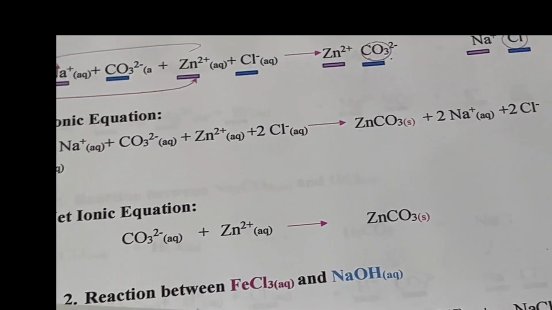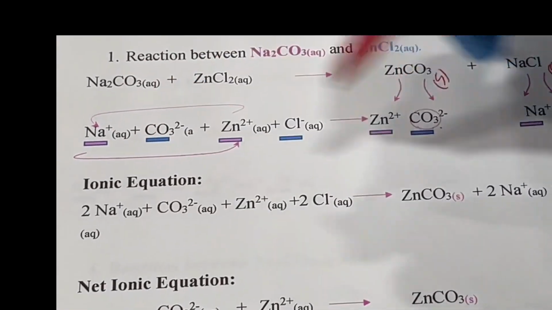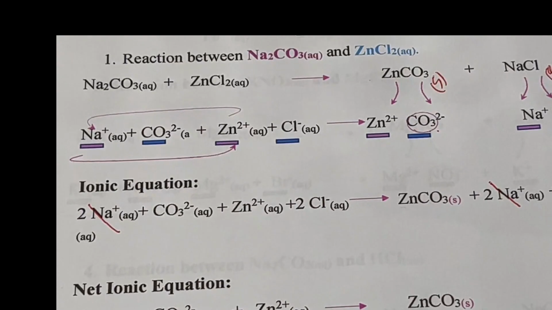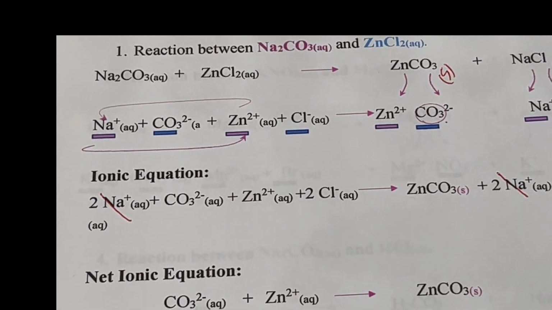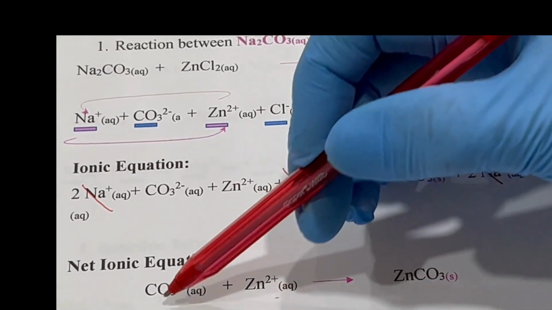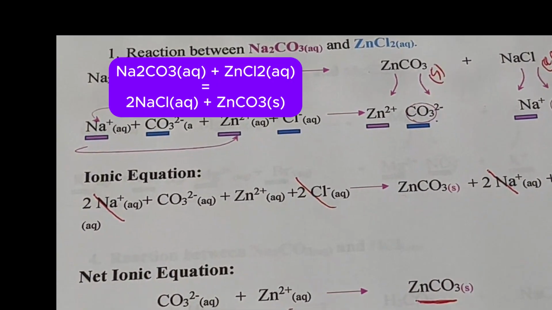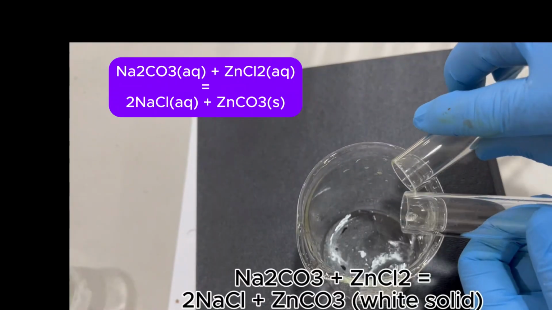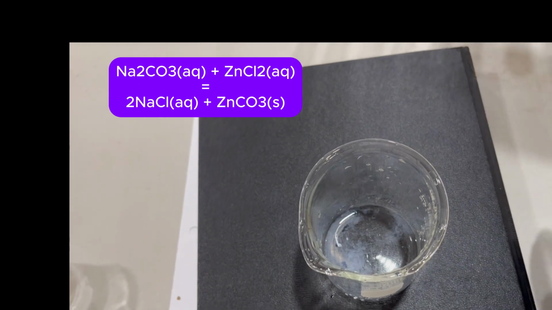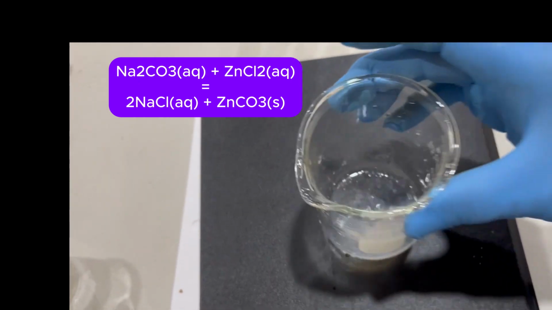Okay, now you can formulate your net ionic equation. Sodium ions, common ion there, okay? What else is common? Chloride ions here. So your net ionic equation will be zinc ions reacting with carbonate ions to form a precipitate of zinc carbonate. Now you'll do the reaction. Okay, so you can see a little bit of white precipitate is formed there as a precipitate of zinc carbonate.